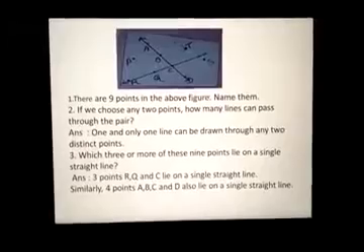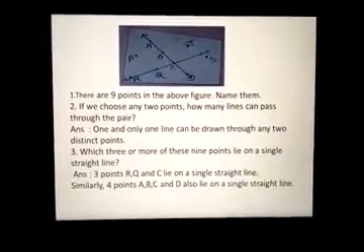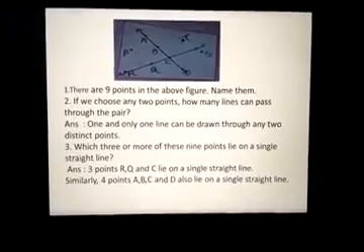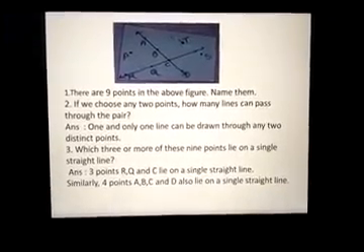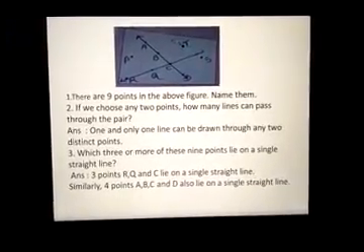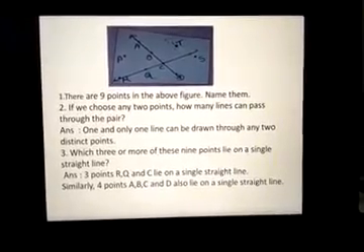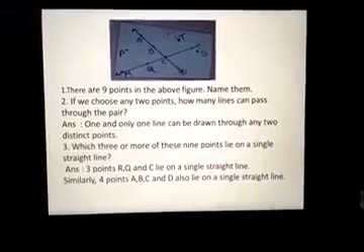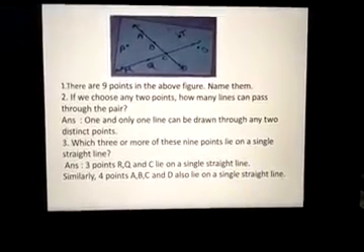Which 3 or more of these 9 points lie on a single straight line? If we draw a line passing through the points, then we see from the figure that points A, B, C and D lie on a same straight line. Similarly, points R, Q, C also lie on the single straight line.